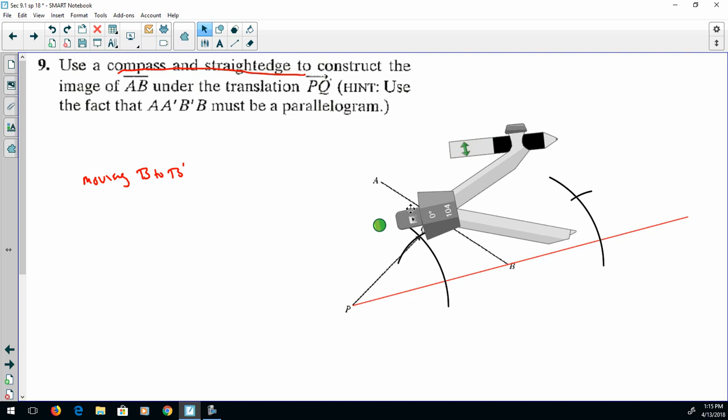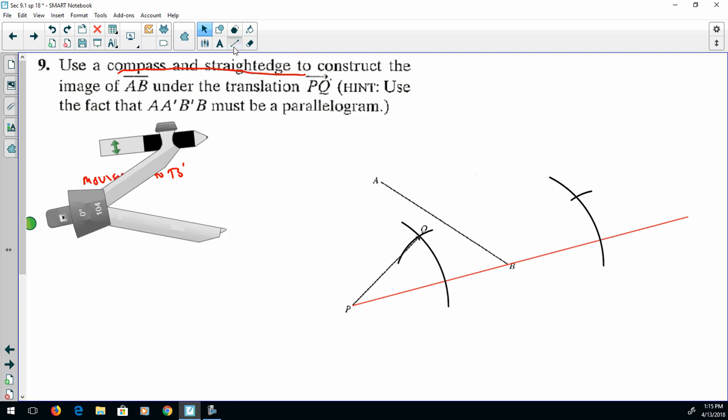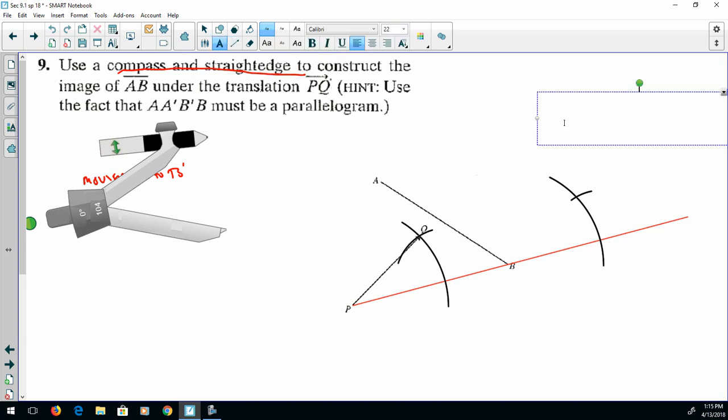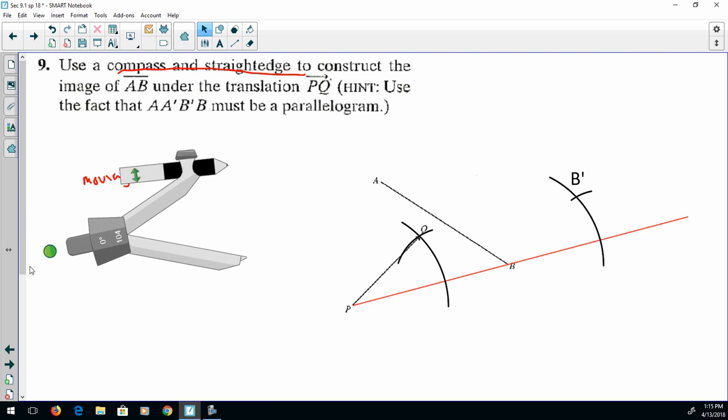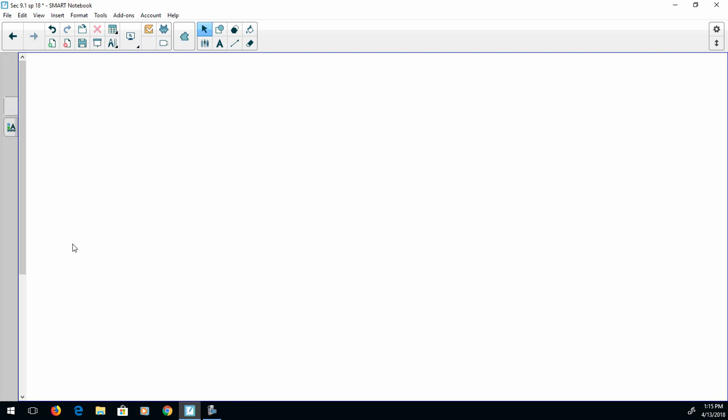This new point, where those two things intersect, is going to be B prime. From B to B prime is the same as from P to Q. Okay, so that's how you find the image of B, B prime.